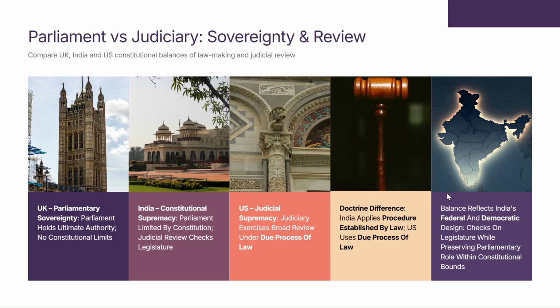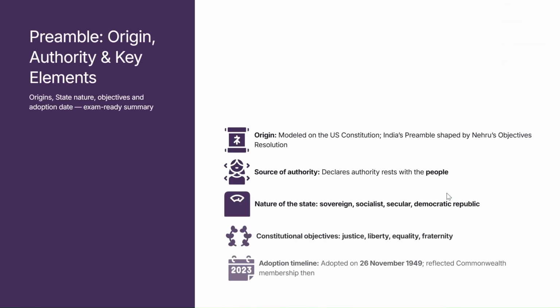The Indian preamble is inspired by US preamble, and it is majorly based on Nehru's Objectives Resolution. Here, the things we have to memorize is that the authority is derived from the people and the nature is sovereign, socialist, secular, democratic, and republic. Objectives mentioned in the preamble include justice, liberty, equality, and fraternity. And the adoption date is 26 November 1949.